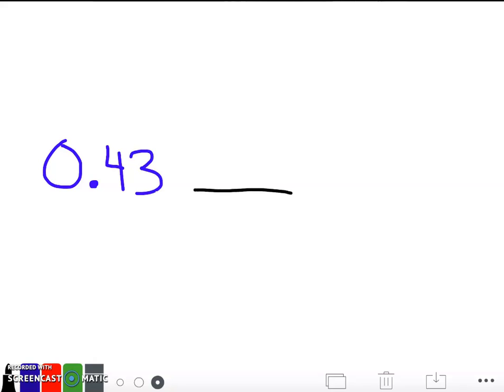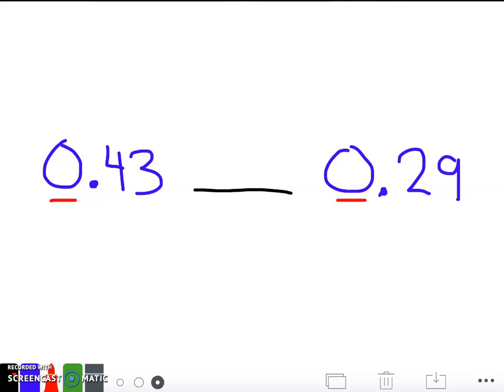And this time let's compare some, but we'll go out to the hundredths place. So we'll go with 0.43, and we will compare that to 0.29. Now, again, we have a 0 in the ones place in both numbers. We have a 4 in the tenths place in this number, and a 2 in the tenths place on the right.